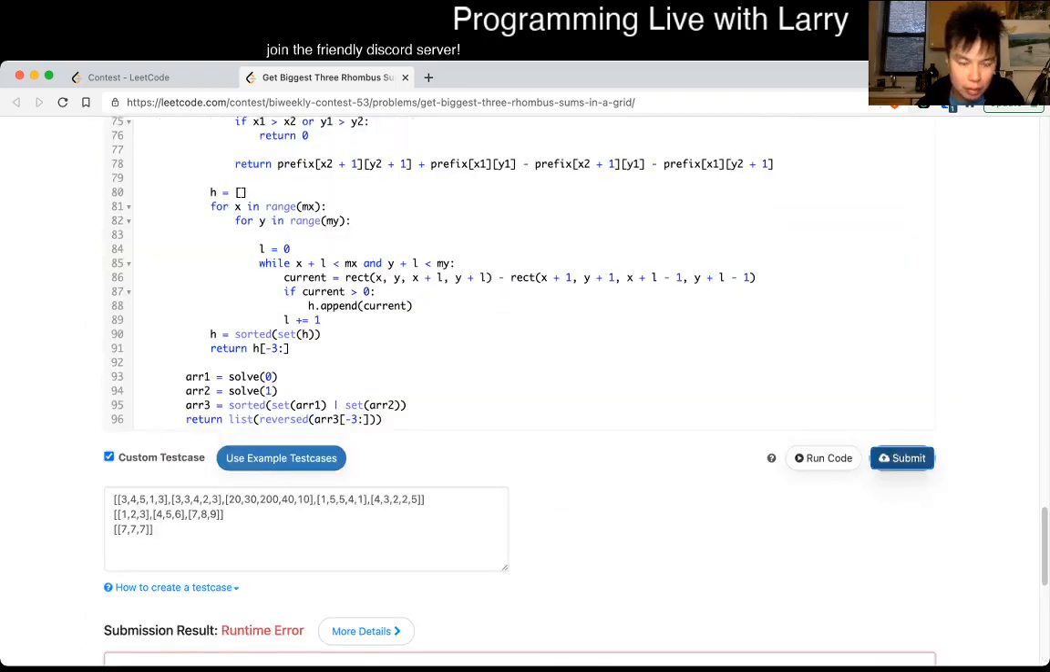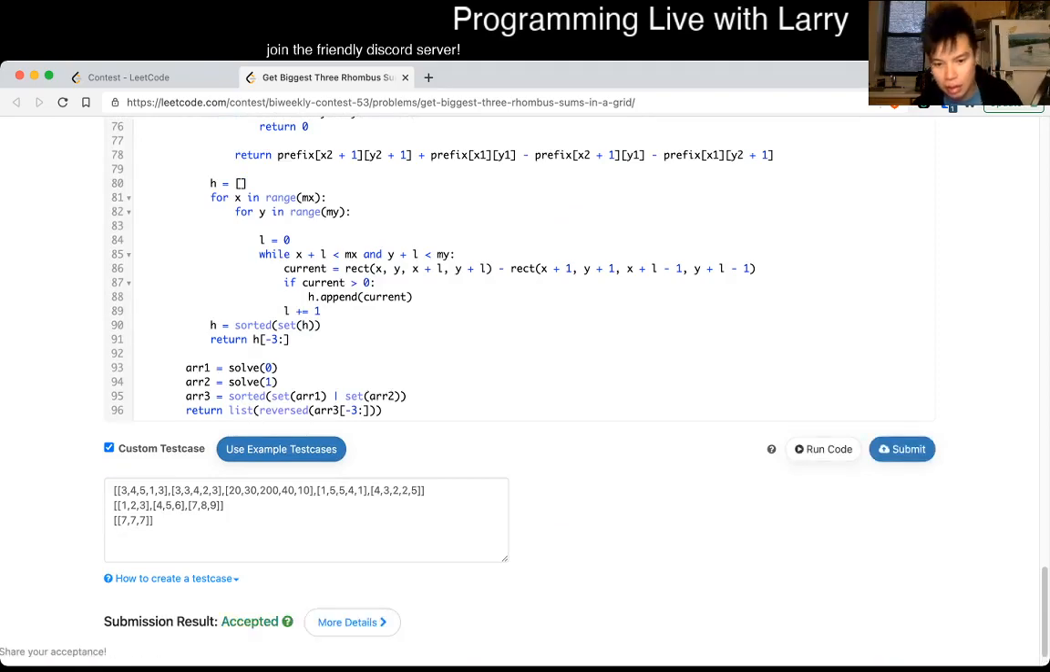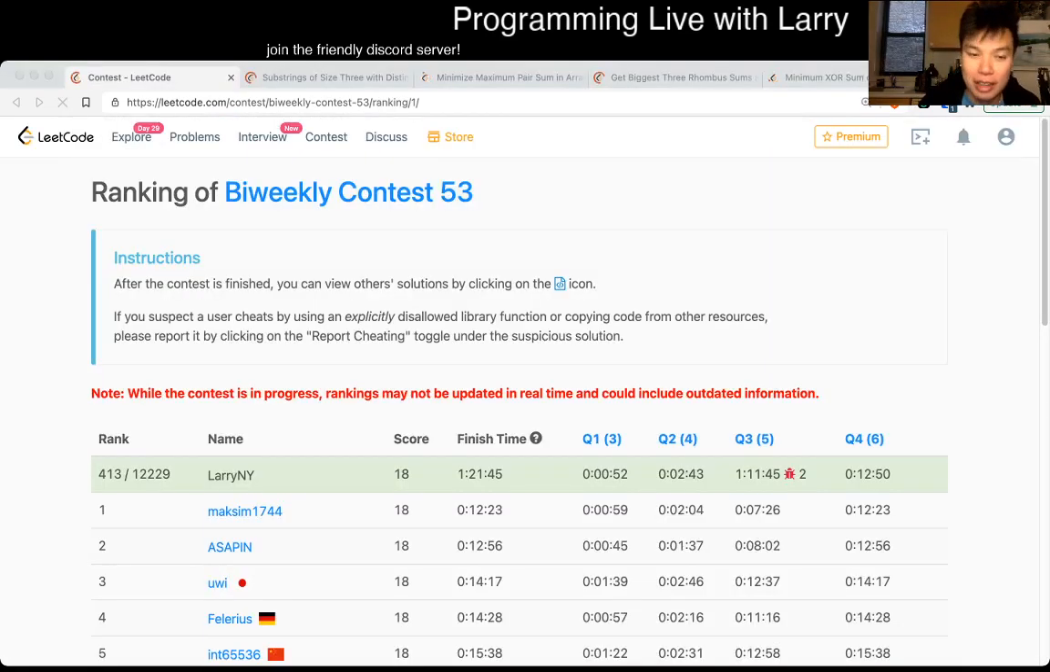Let's give it a submit. Longest queue. Yeah, I hope that was a good whatever.